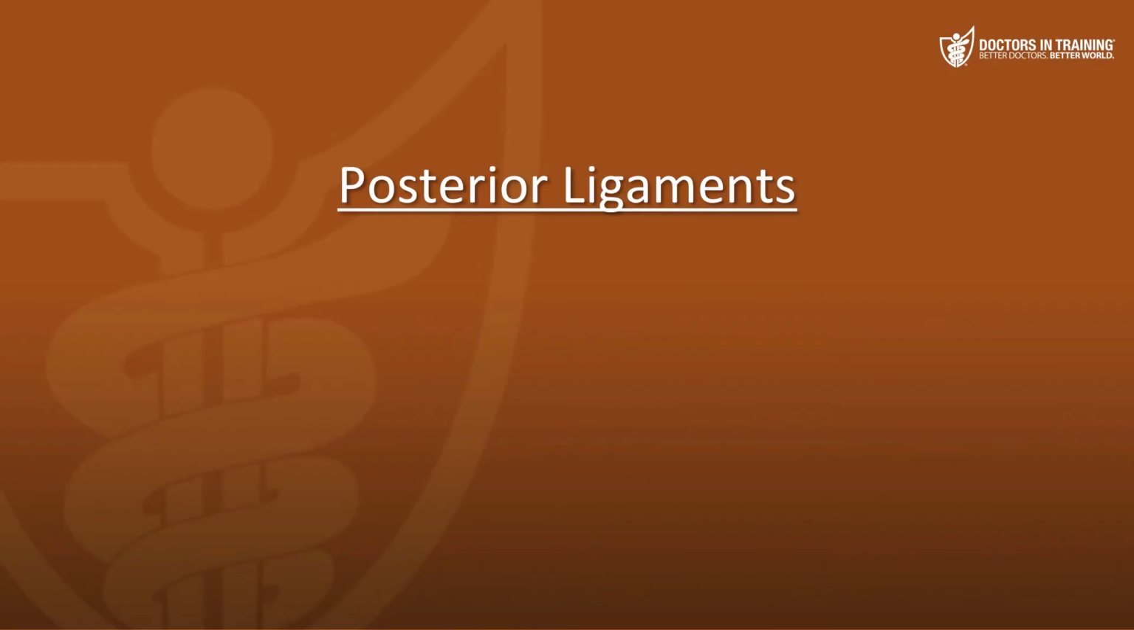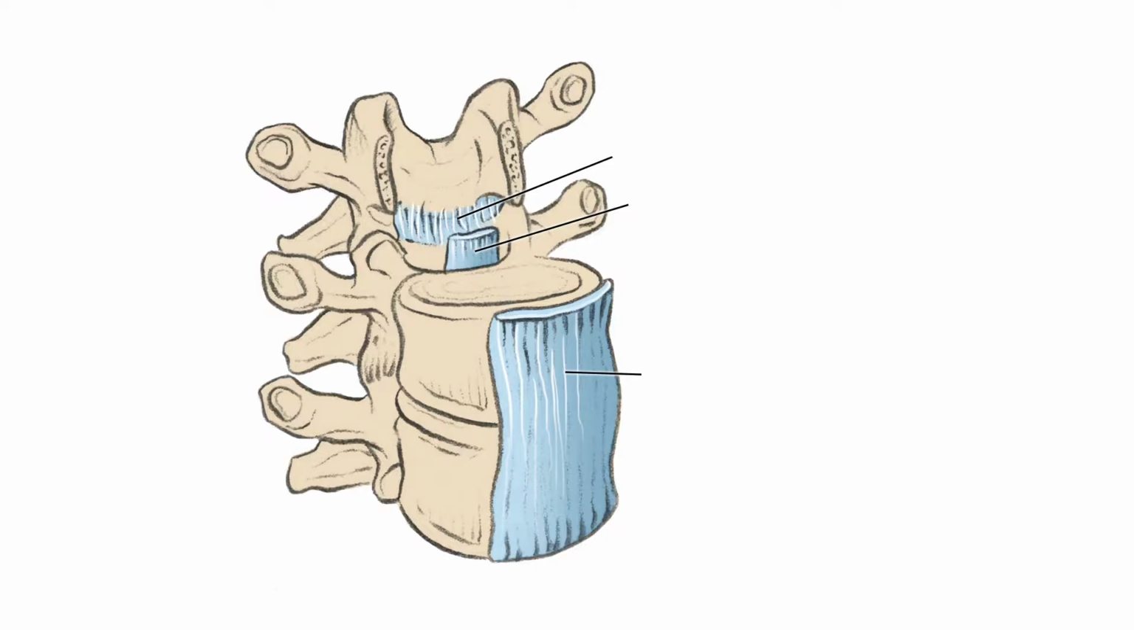Next is the ligamentum nuchae. This extends from the superior nuchal line down to the spinous processes of the cervical spine. The ligamentum flavum continues from C2 all the way down to the sacrum. The posterior longitudinal ligament also runs along the posterior aspect of the vertebral bodies from C2 down to the sacrum.